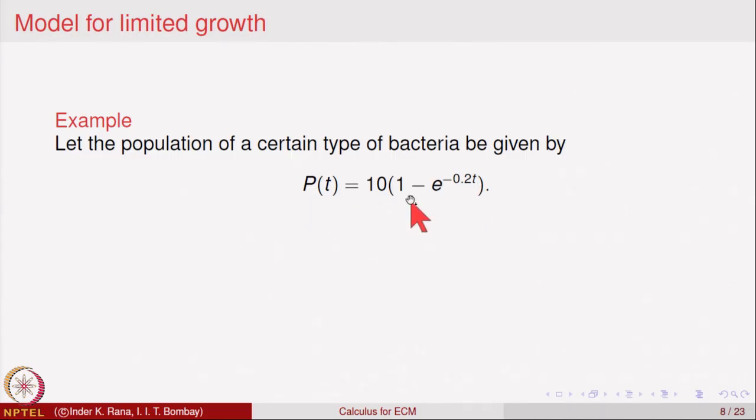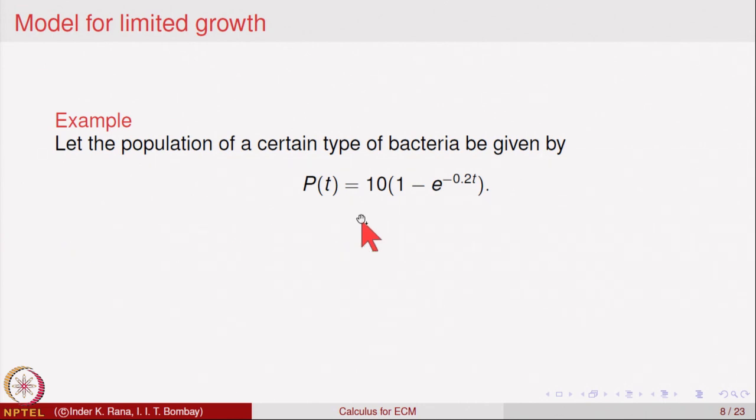So, in this scenario, when t is equal to 0, e raised to power 0 is 1, so 1 minus 1 is 0. So, let us say that is 0, okay.